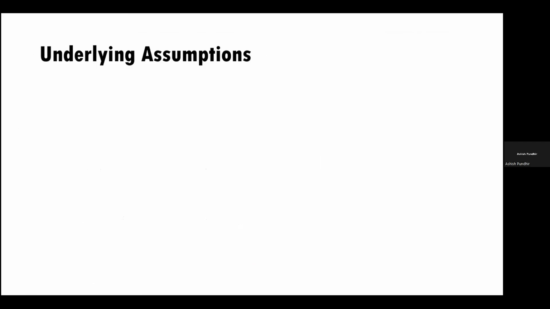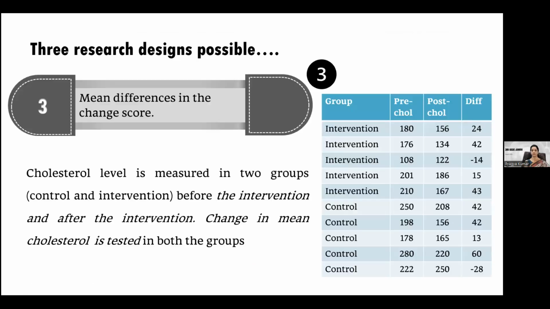So there are certain underlying assumptions for this. Ma'am, there is a confusion right now. In the just previous example, with intervention and control, you were saying to use independent t-test. But ma'am, before and after intervention, why not paired t-test? I was expecting this question.